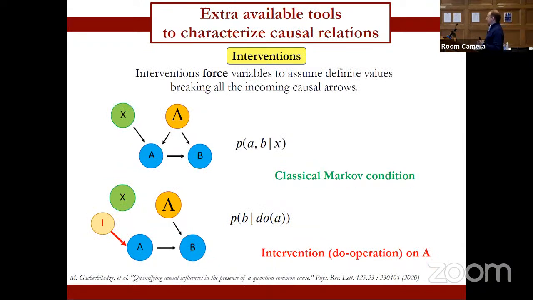Let me now add another ingredient that we can exploit experimentally when we work in this framework, which is the concept of interventions. When you carry out an intervention, you force variables in your structure to assume a precise value. And these interventions break all the incoming causal arrows. For instance, you can take this instrumental scenario and do an intervention on the variable A, you fix the value of the variable A, and this removes all the arrows that were influencing A because you forced A to take some value. When you exploit interventions experimentally, this also allows you to identify some resources that otherwise you could not see directly.